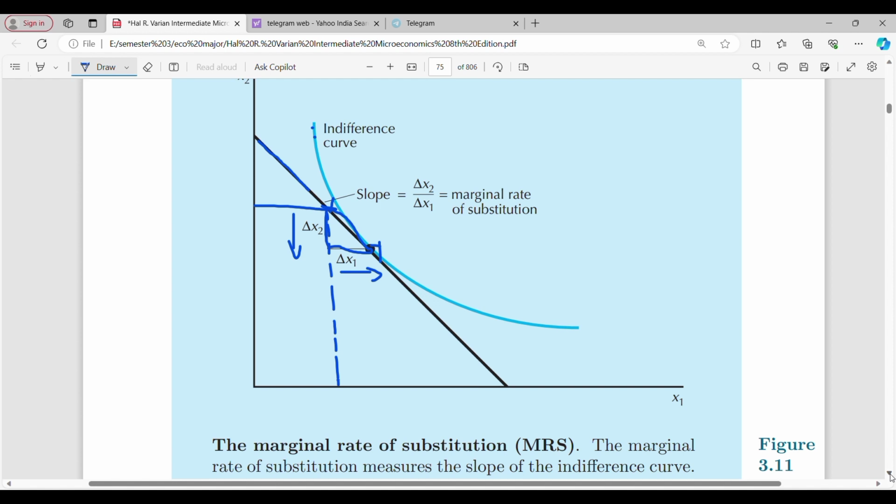Okay, and next, the marginal rate of substitution measures an interesting aspect of the consumer's behavior. Suppose the consumer has well-behaved preferences, like a preference that is monotonic and convex. So that is what well-behaved means. And he is currently consuming some bundle X.